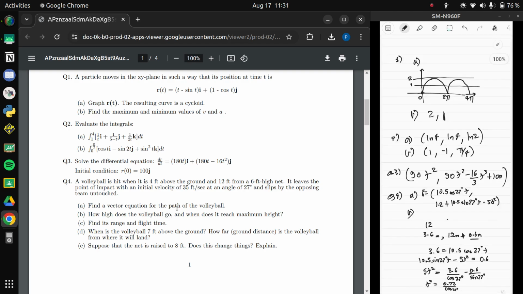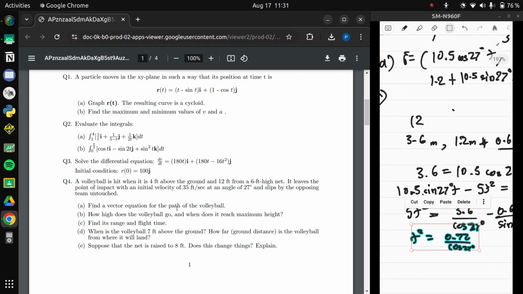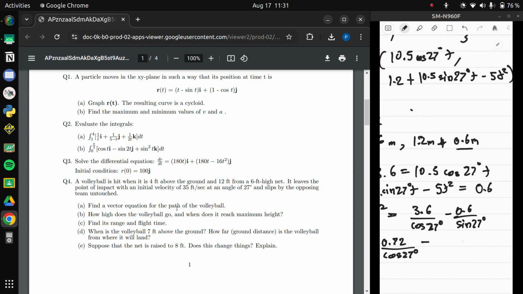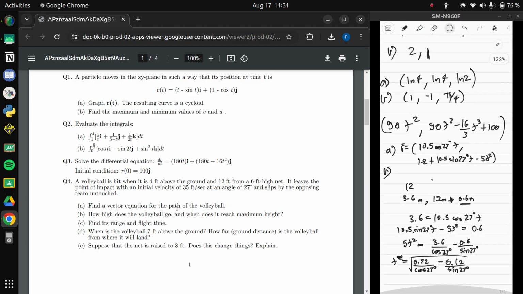I don't need more space to write this. Yes, as you can see, I'm really rusty with everything, even this. So t square is this upon 5, which is something like 0.7, and then it's 2 cosine 27 degrees minus the stuff upon 5, which is like 0.12 upon sine of 27 degrees. So t is just the square root of that. Sure. So you found your time coordinate.